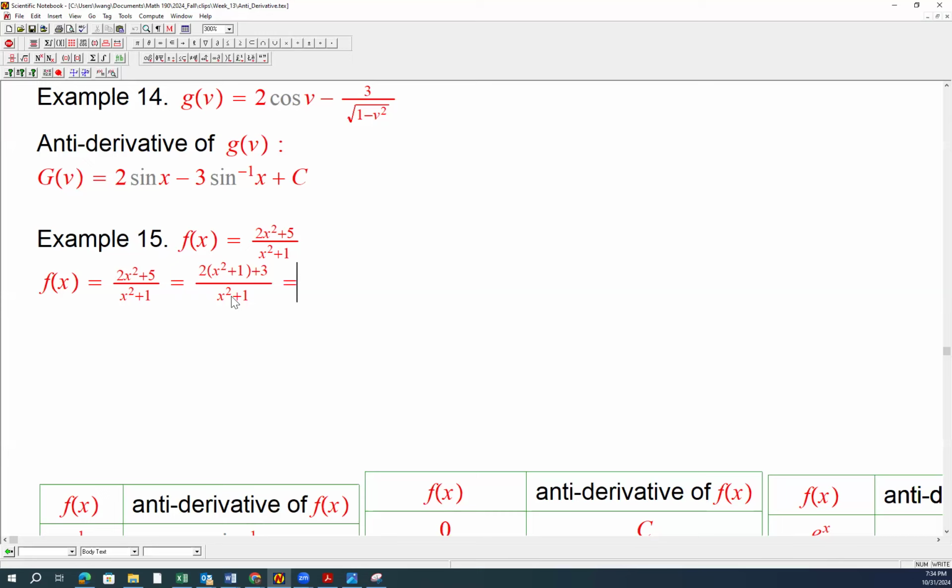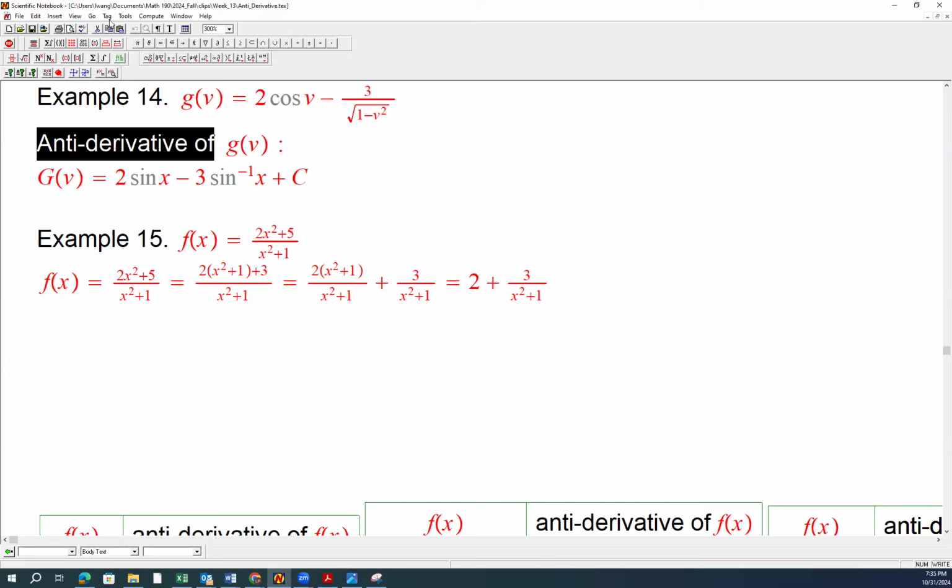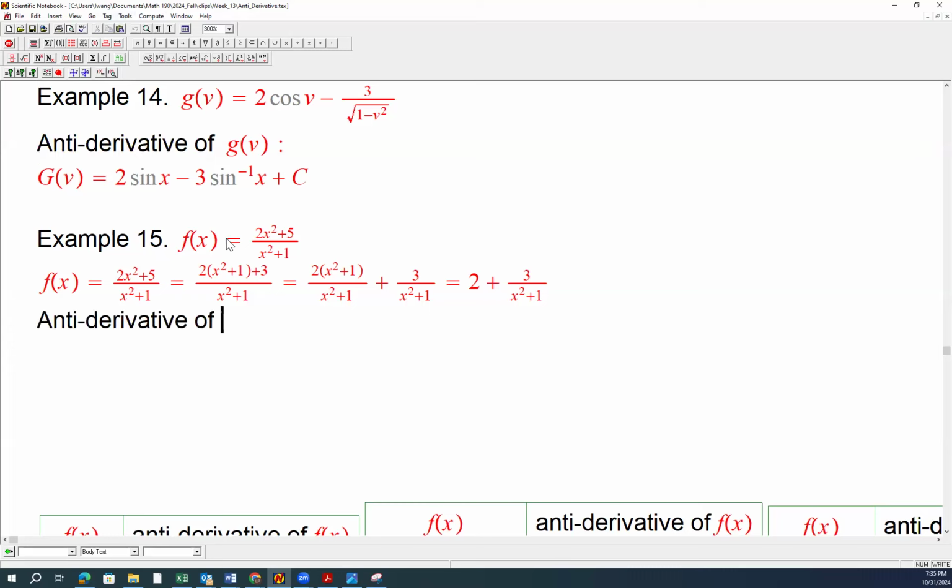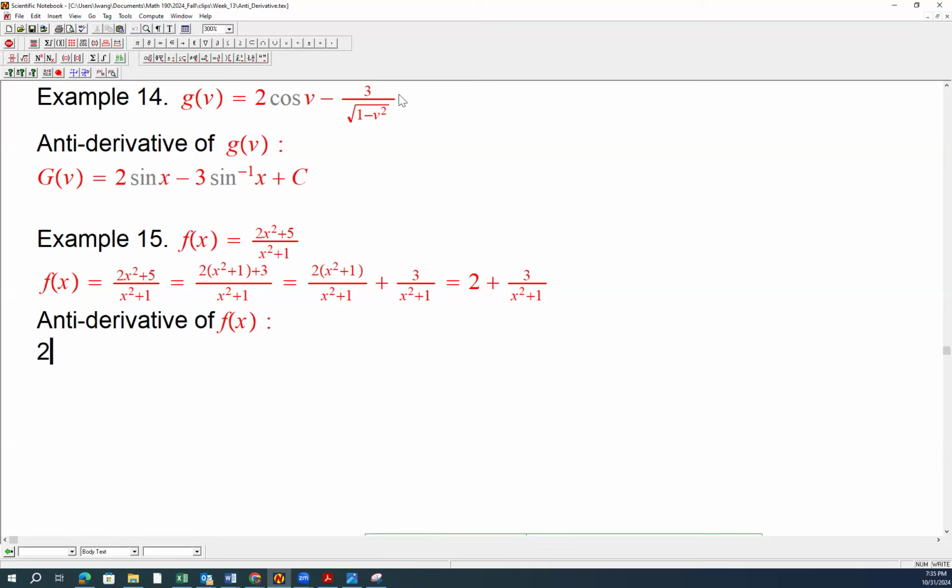So when I take x squared plus 1, divide into these 2 pieces. Okay, so this is how I'm going to divide. So x squared plus 1 will divide into this piece, and we'll divide into this piece. And what do we get here? We got 2 plus 3 over x squared plus 1. So that's how we're going to break it up. And now the antiderivative will be most obvious. Okay, the antiderivative of f would be 2x plus 3 times arctangent.